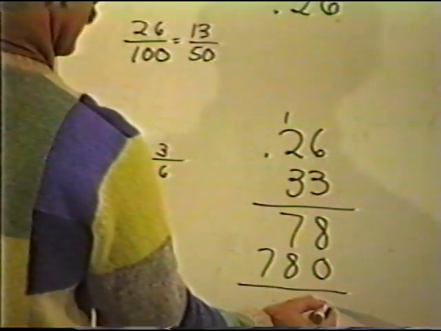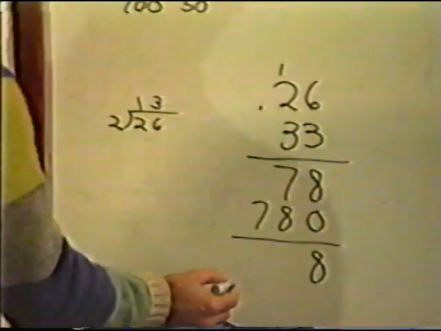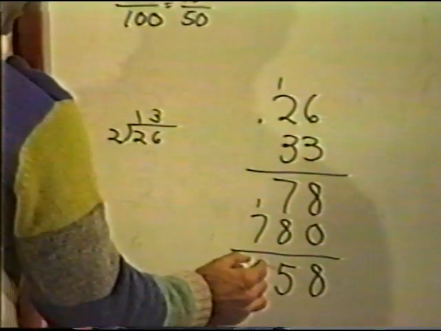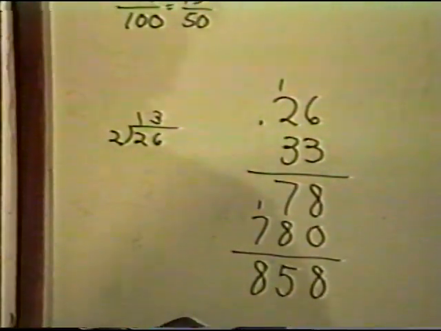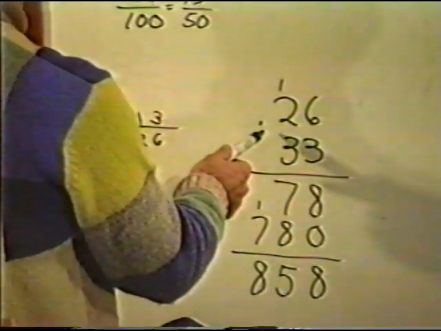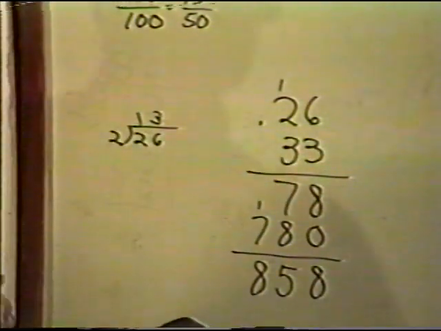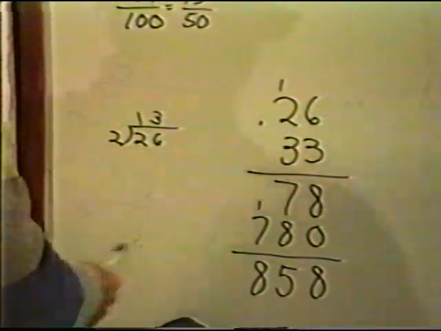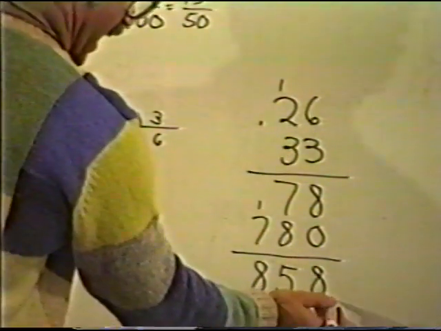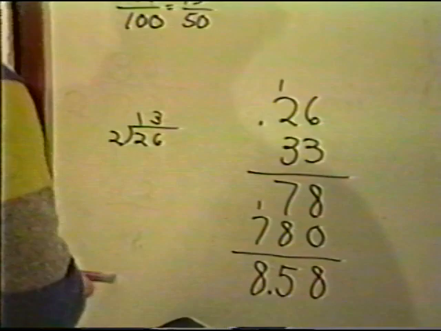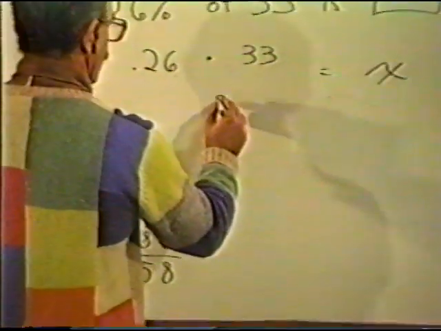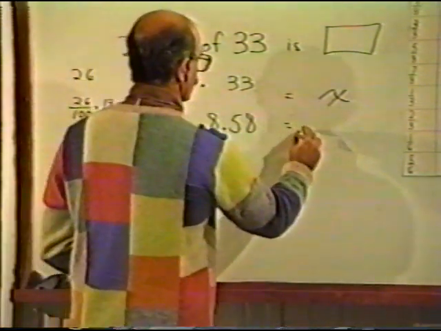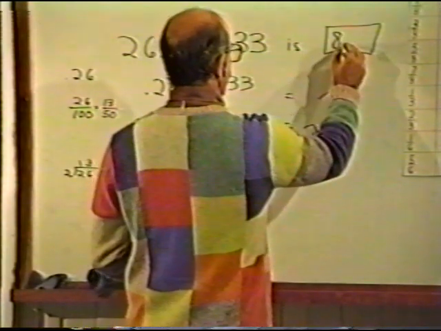8 plus 0, 8. 7 plus 8, 15, carry the 1. 1 plus 7, 8. Where should we put the decimal point? Well, how many places are there filled in this problem that are to the right of decimal points? 2. Just these 2. So we go back 1, 2, and we get 8.58. 8.58 equals x. And that's our answer.